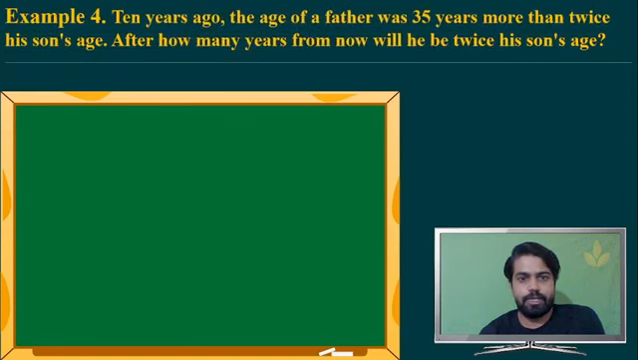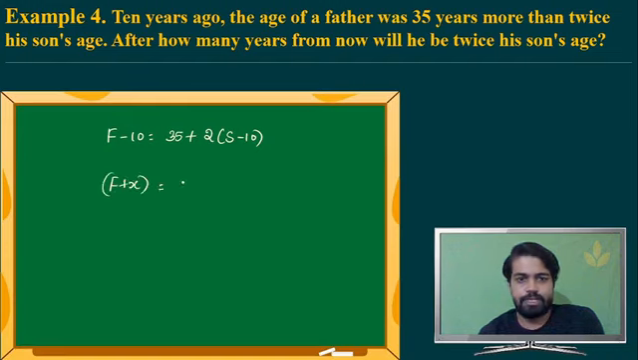10 years ago, age of the father was 35 years older than twice his son's age. 10 years ago, father's age f minus 10 is 35 years more than twice the son's age. Son's age is s minus 10. After how many years from now will the father's age be twice his son's? That means after how many years means f plus x, we have to find that x.